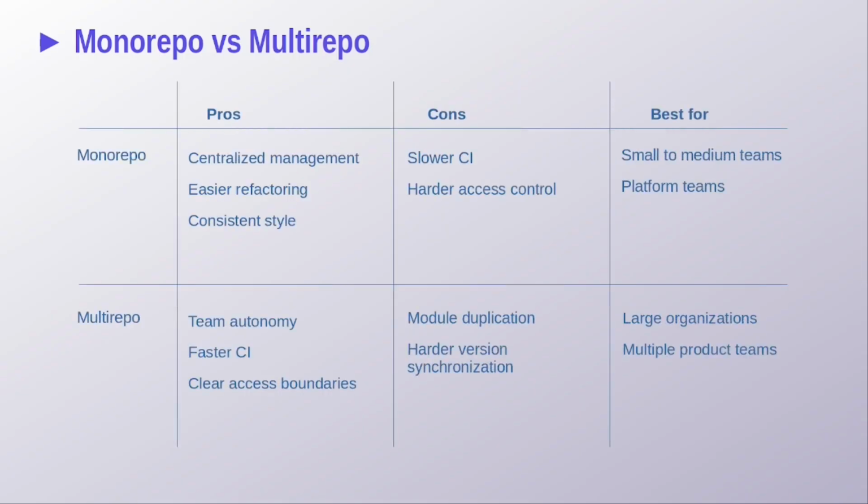Monorepo and multi-repo. There is no best choice, only the right choice for your organization. Monorepo means Terraform in one repository. Best for small to medium teams and platform teams. Multi-repo means each team or service has its own repo. Best for larger companies and many product teams.